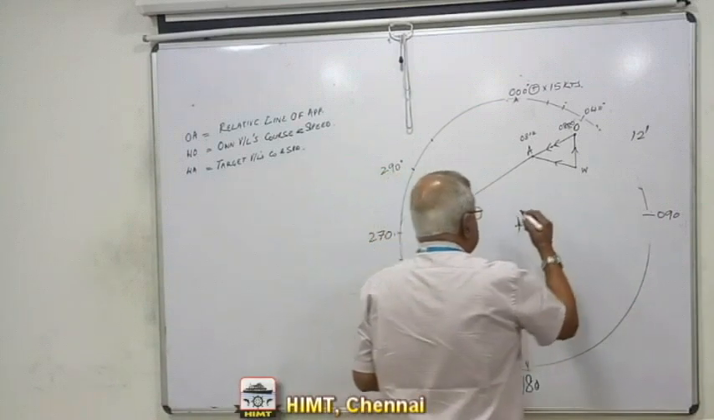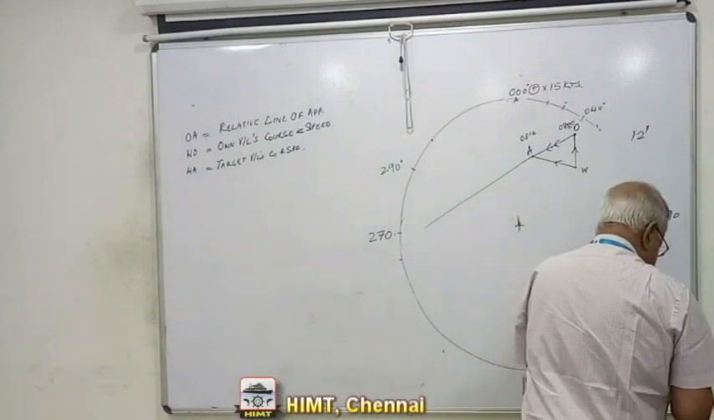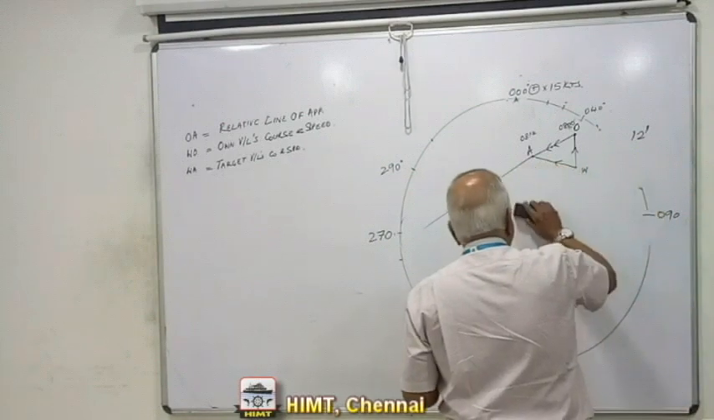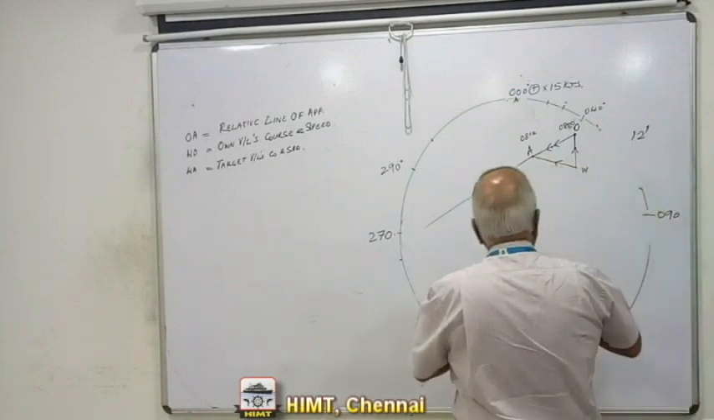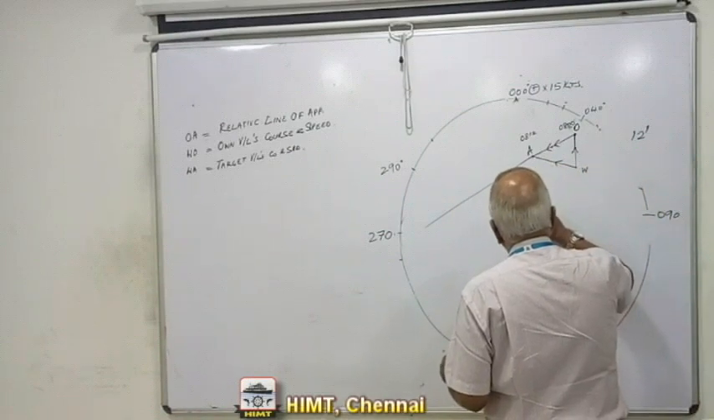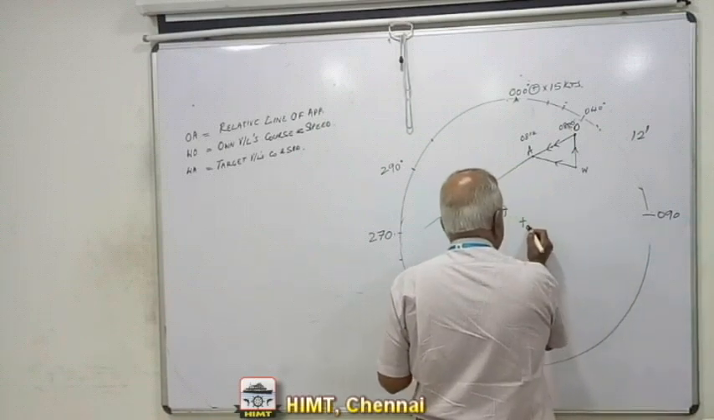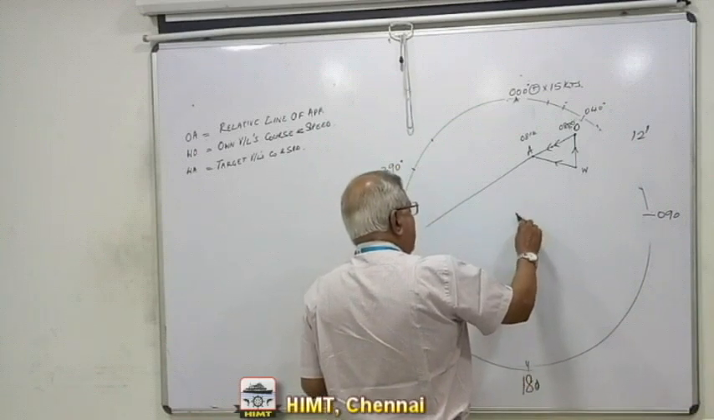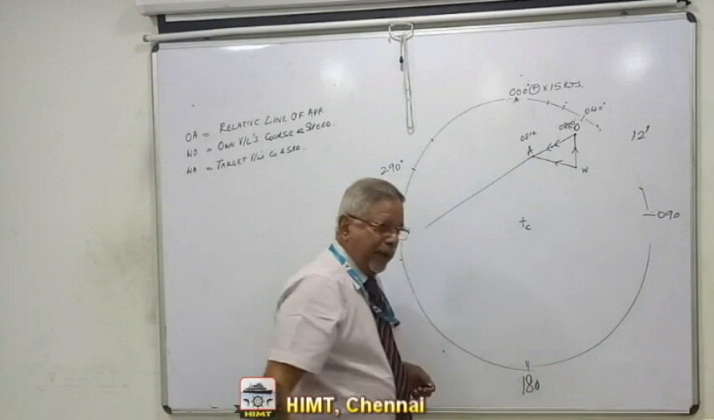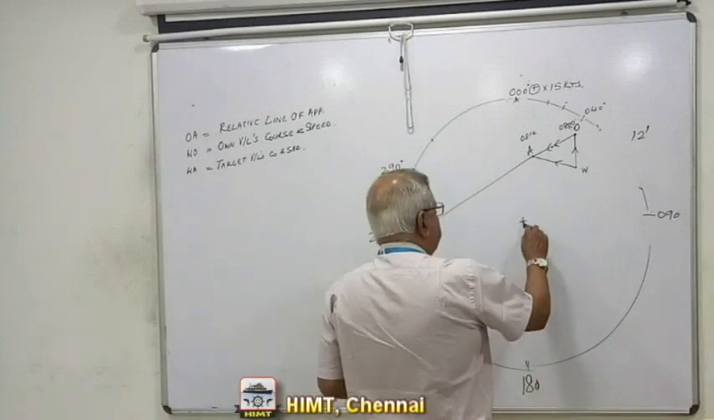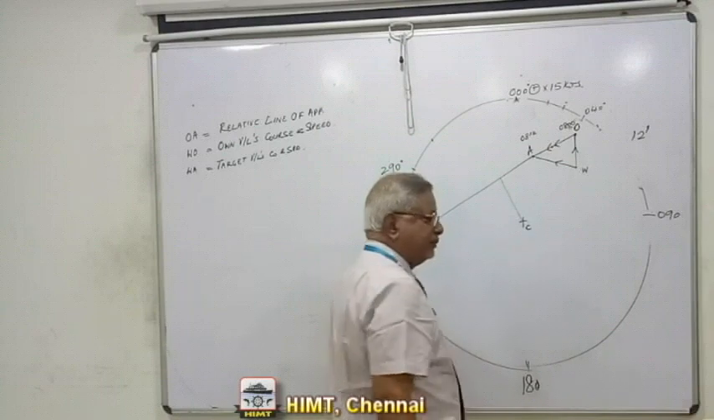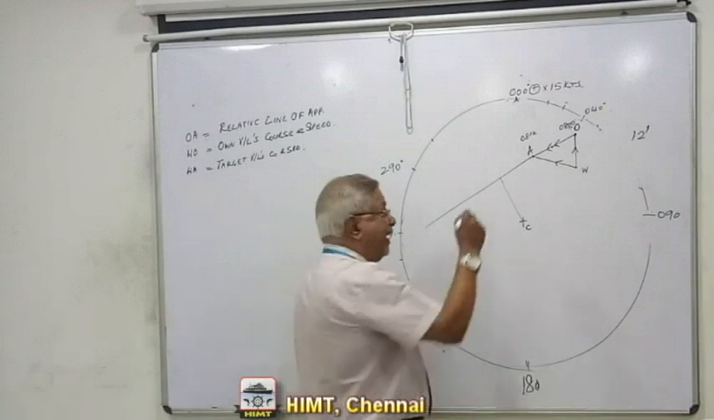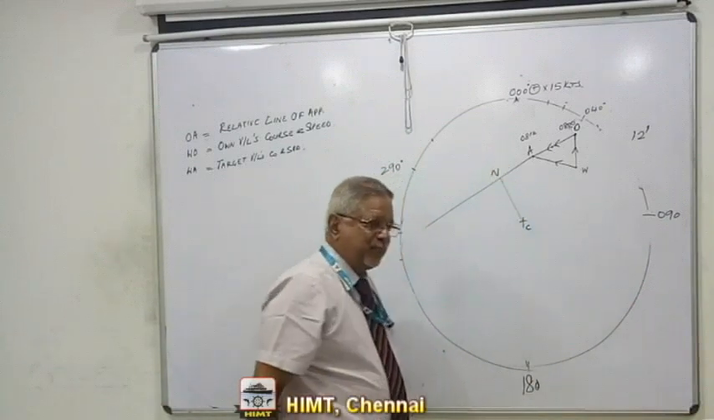How will you do that? For finding out the CPA, TCPA, what you have to do is take the parallel. This is the central point, so this is marked as C. Through C, you have to draw a perpendicular to this line using the parallel ruler. What do you name this? N. Nearest point of approach.